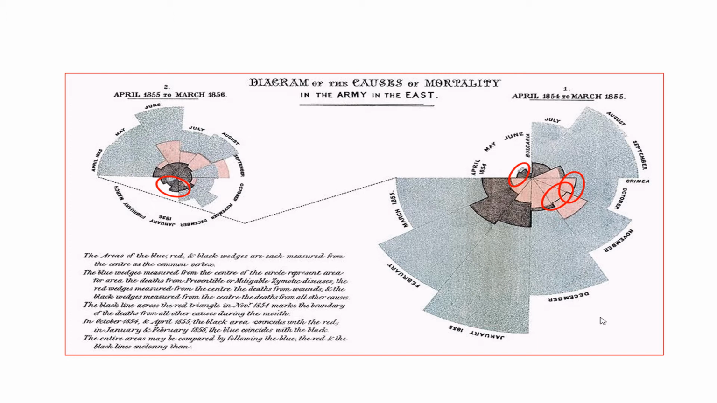In the other graph, you will find that in January and February 1856, the blue coincides with the black. The entire areas may be compared by following the blue, the red, and the black lines enclosing them.